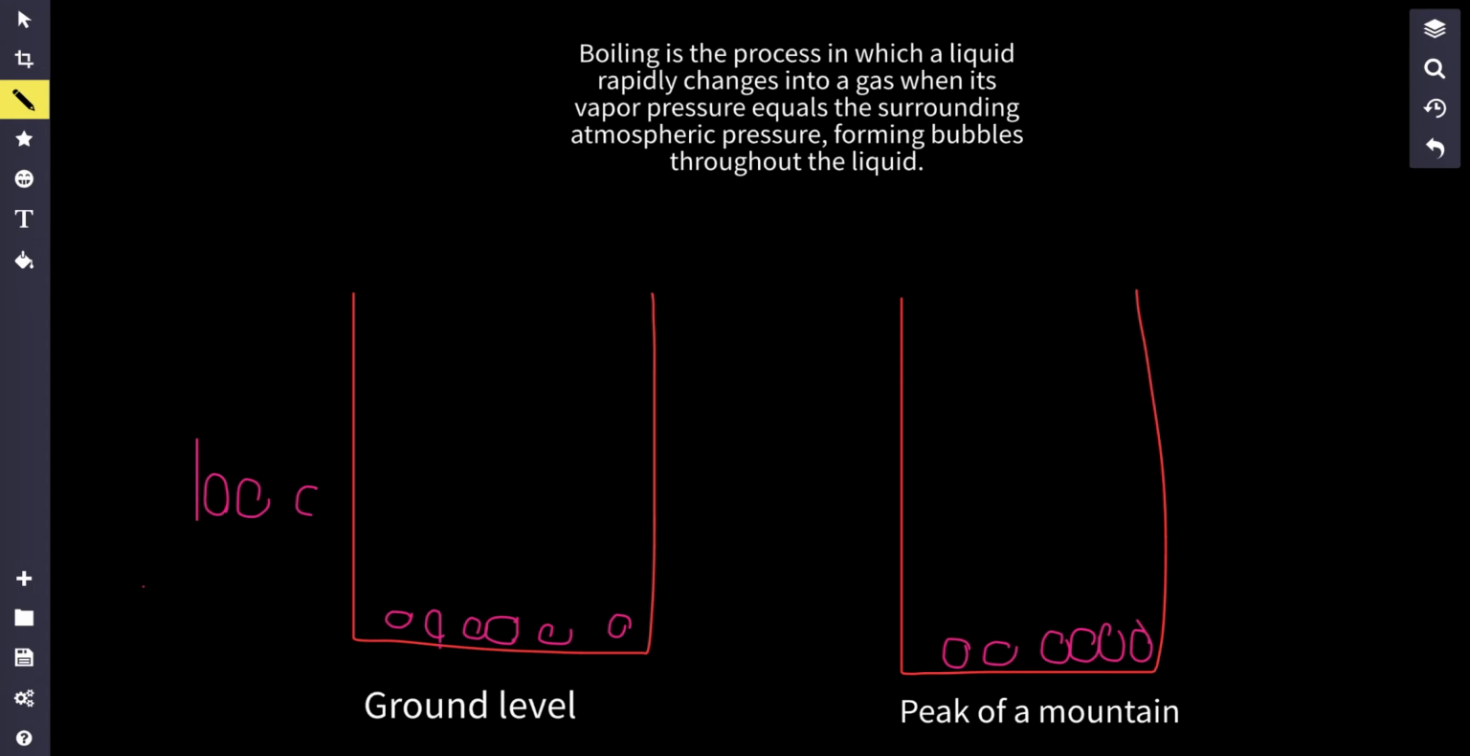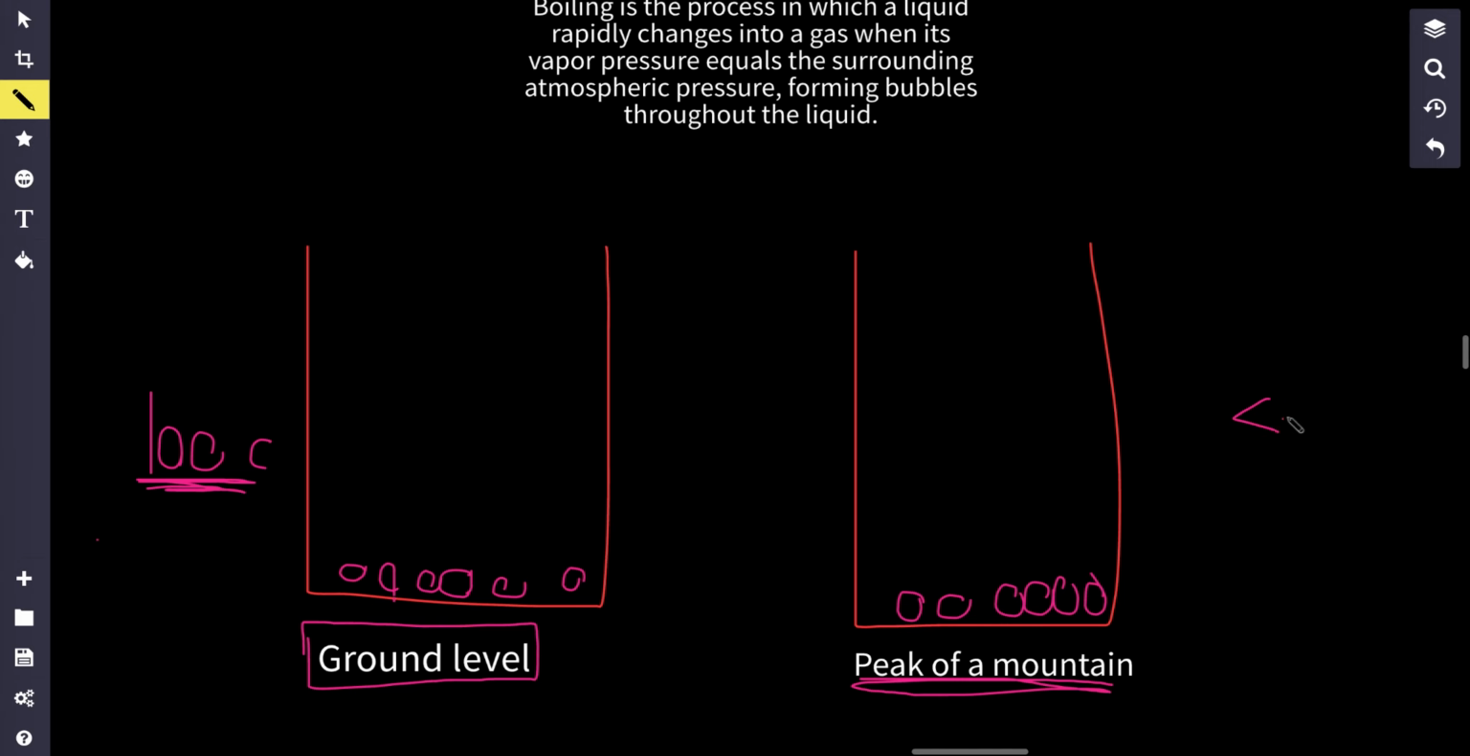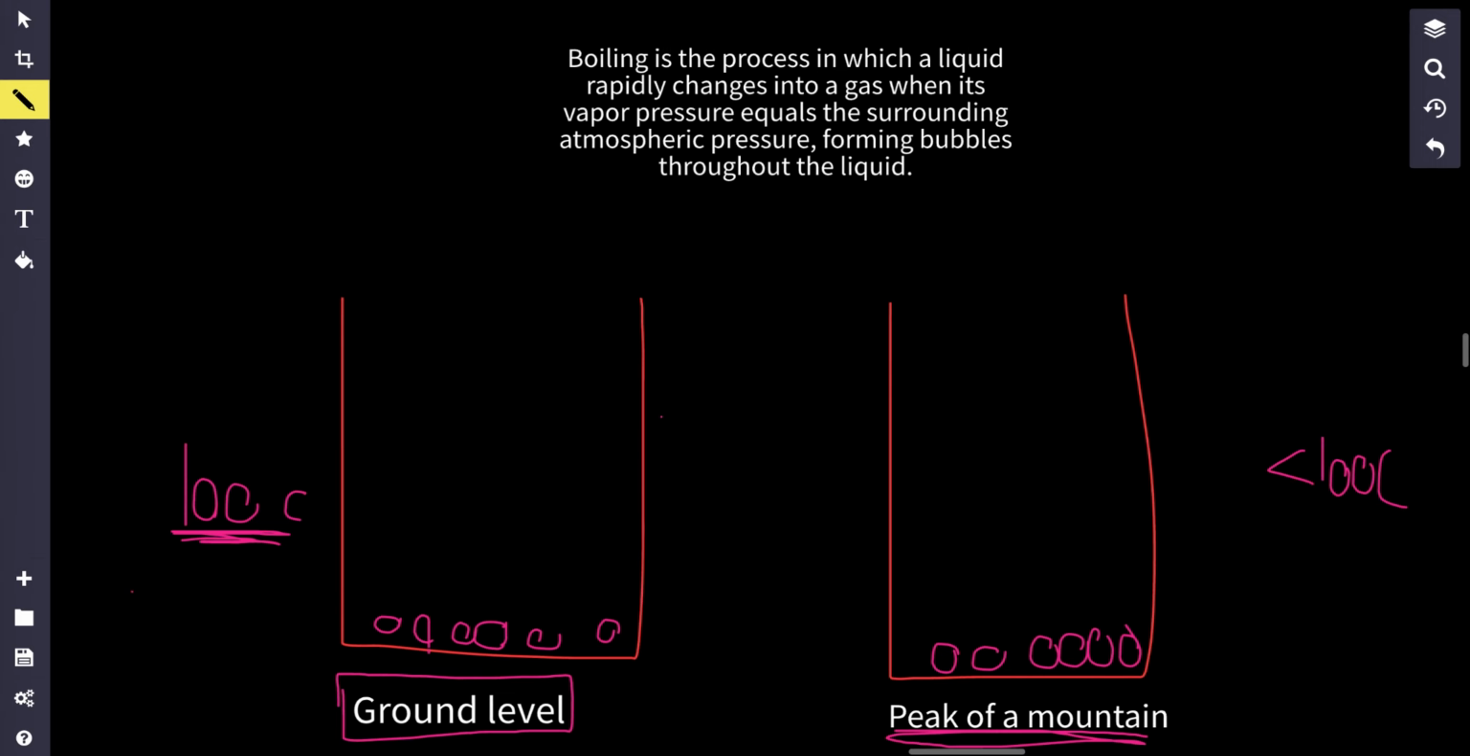In this video, we're going to be talking about why water boils at different temperatures depending on your altitude. So basically, let's say we're at sea level or ground level, and these are some water molecules. Turns out that the boiling point of water at ground level is 100 degrees Celsius. Now, if we go to a peak of a mountain, for example, very high up, turns out that the boiling point is actually going to be less than 100 degrees Celsius. And let's find out why that is.